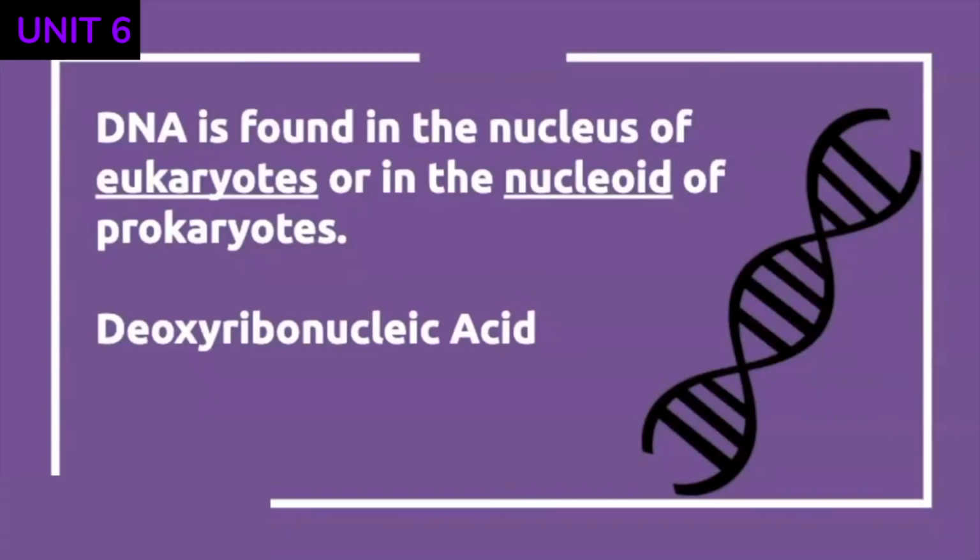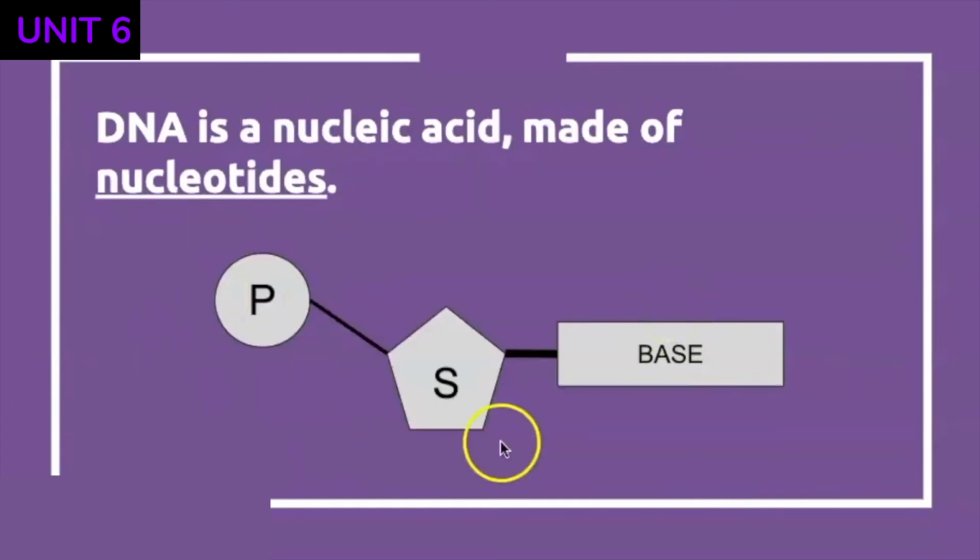Now, as a reminder, DNA, one of our most important nucleic acids, is found in the nucleus of eukaryotic organisms or in the nucleoid of prokaryotic organisms. DNA stands for deoxyribonucleic acid. We're also going to talk about ribonucleic acid or RNA. So again, one nucleotide contains a phosphate group, our deoxyribose sugar, as well as our base, which can be A, T, G, or C in DNA.